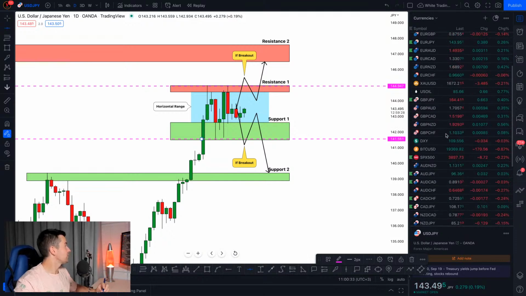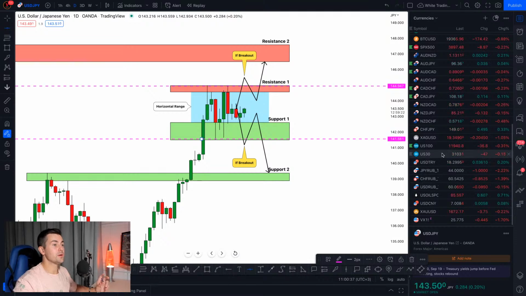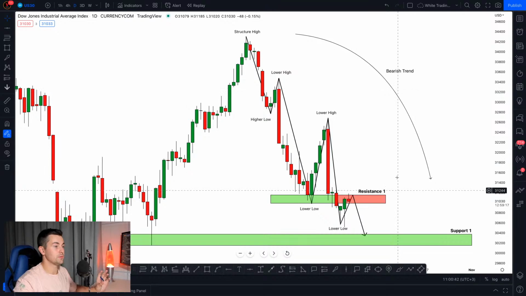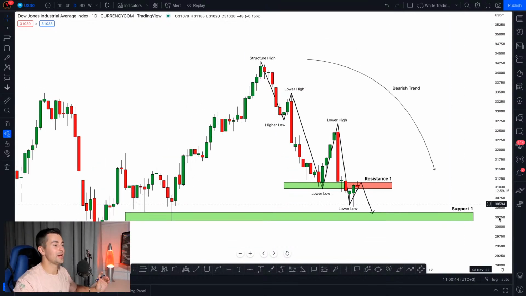So US 30, yes, US 30. I promised to analyze the US 30 index. Let's take a look at this one. You know, I was very bearish and I remain very bearish on US 30. Let me try to explain to you why exactly.